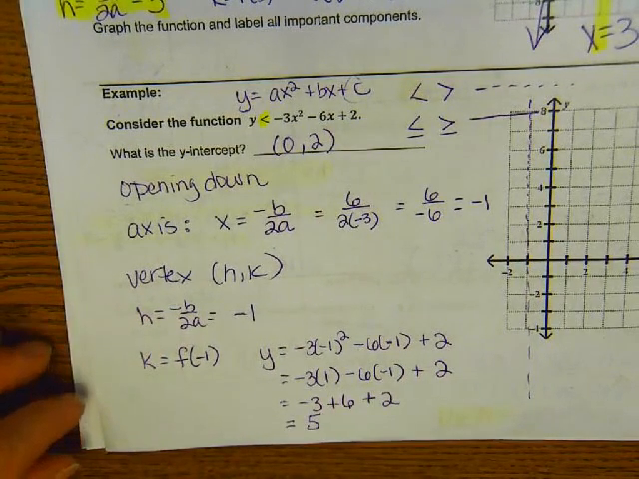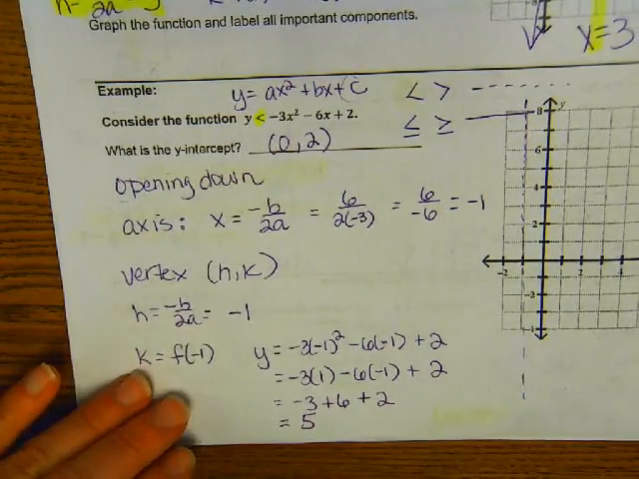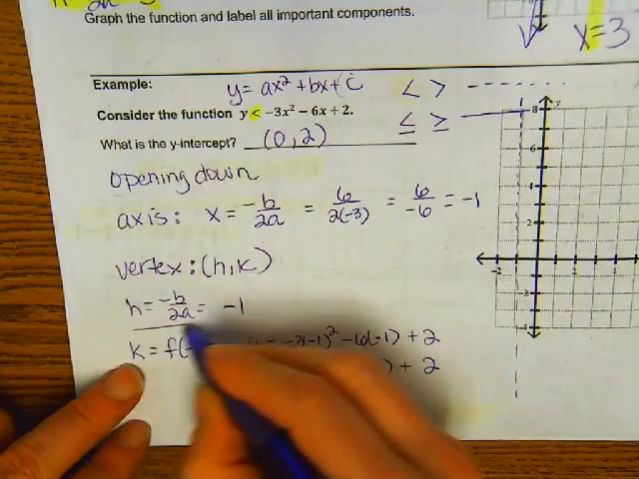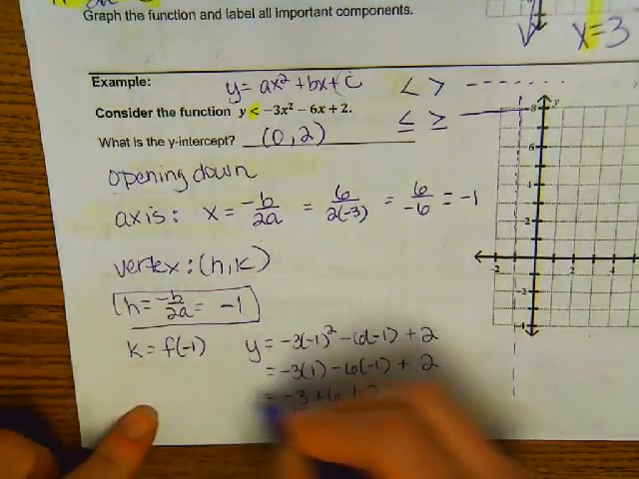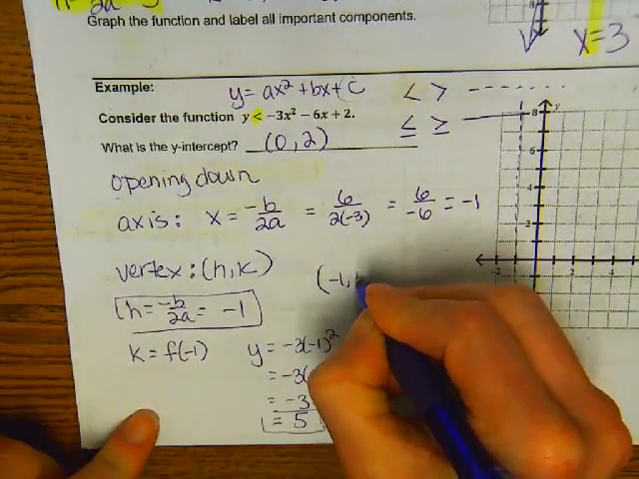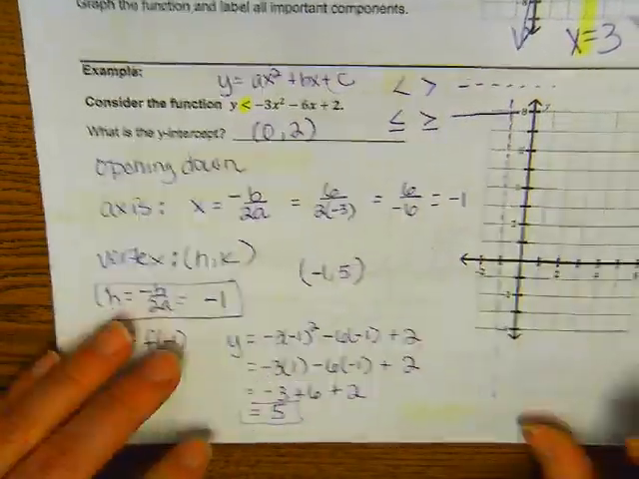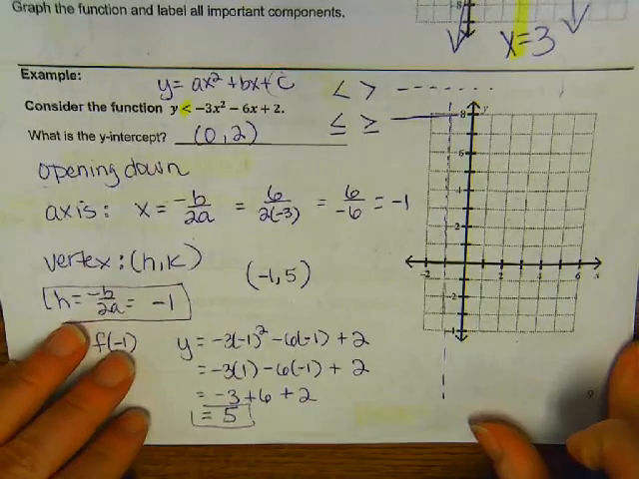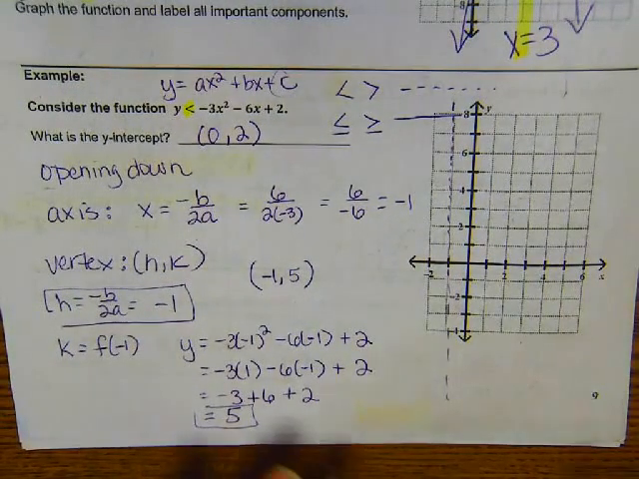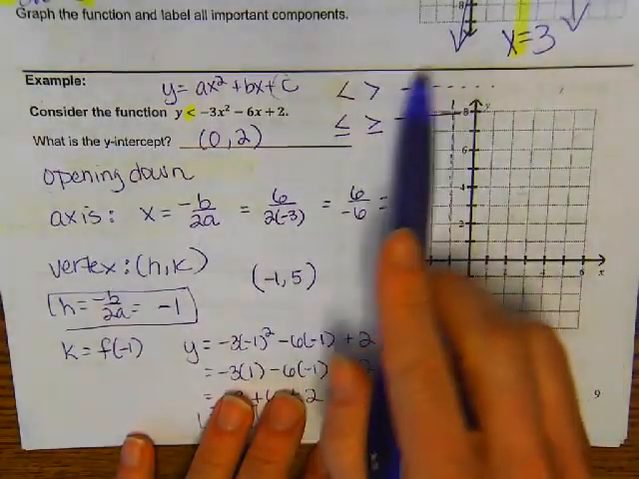So the coordinates of the vertex then, the vertex HK, we found H was negative 1 and K was 5, is the ordered pair negative 1, 5. Let's move on to graphing this, keeping in mind our boundary is going to be this dashed line.